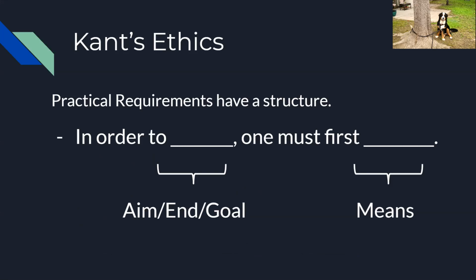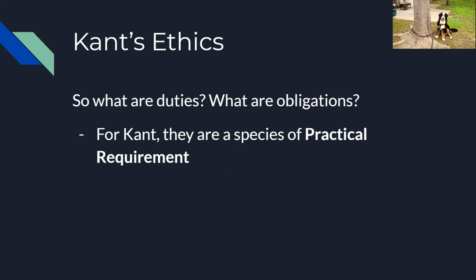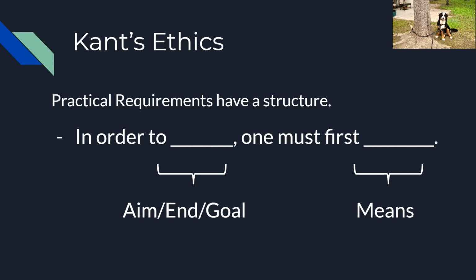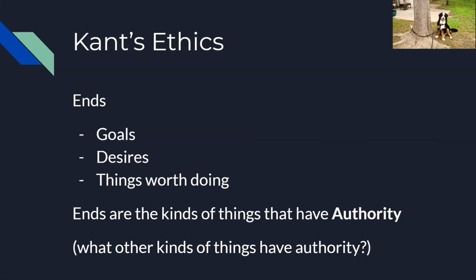They're things that you have to do, requirements on certain practical issues. Like stuff that you're going to do, practice, right? Practical requirements are things that you're going to do and things that are required of you in order for you to do something. So remember, Kant thinks that duties and obligations are a kind of practical requirement. They work like this: in order to blah, you must first blah. All right. Now, ends are the kinds of thing that Kant thinks of as having authority.